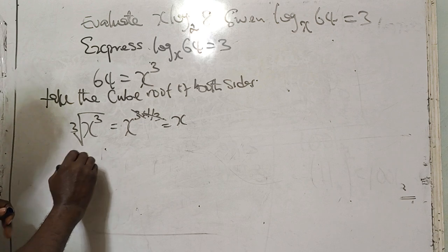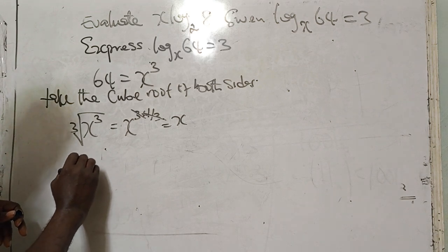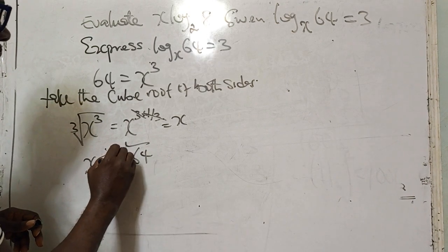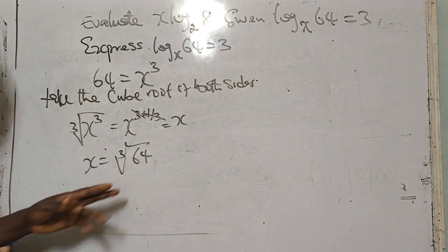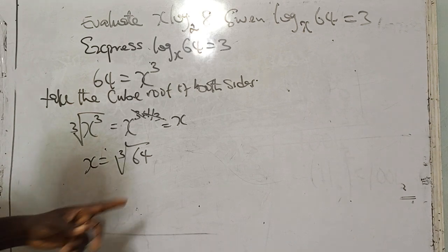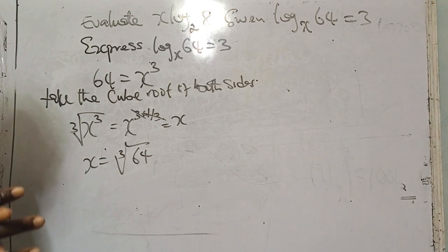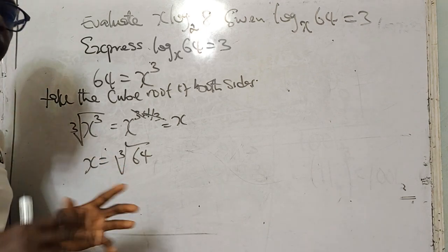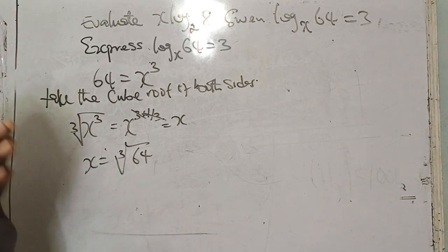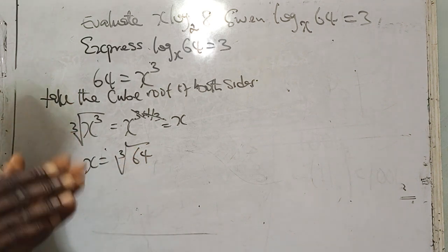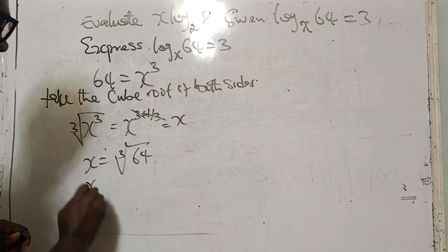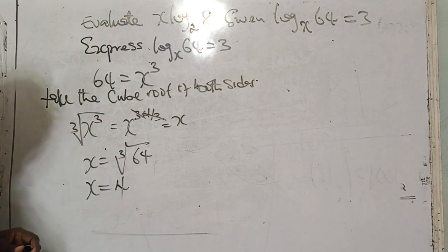Now x is equal to the cube root of 64. Which means, what can you multiply 3 times to give you 64? That's the cube root. When it is a square root, what can you multiply twice? The only number we can multiply 3 times to give 64 is 4: 4 times 4 is 16, and 16 times 4 gives us 64. So x is equal to 4. Now we have done this.